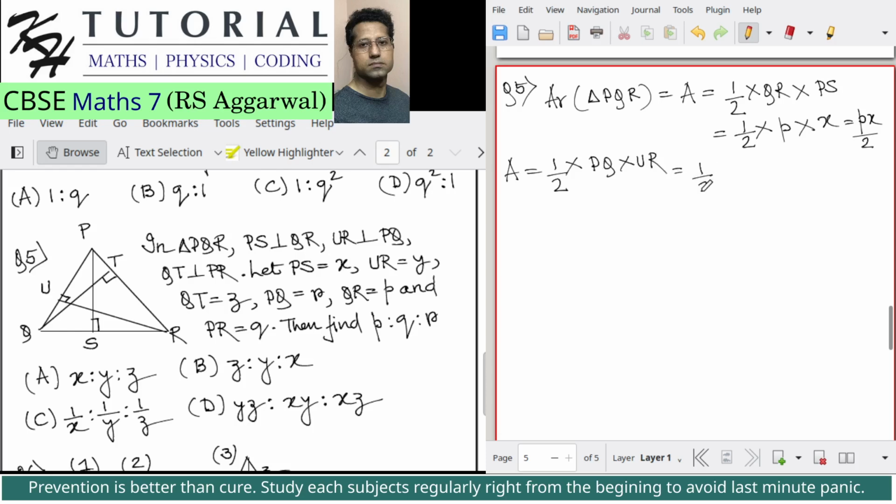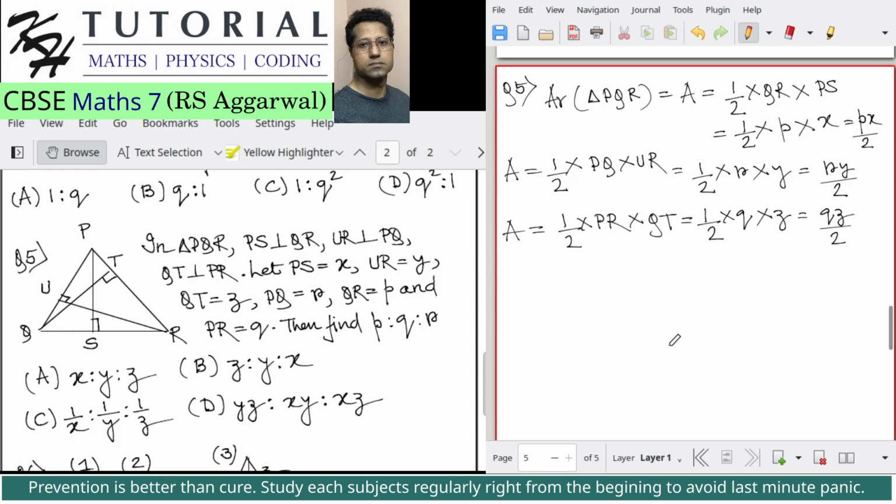PQ is R, and UR is given to be Y. So this is RY by 2. Also, the area will be equal to, now if I consider PR as the base, the height will be QT. So this is equal to half times PR, PR is Q, and QT is Z. So this is QZ by 2.